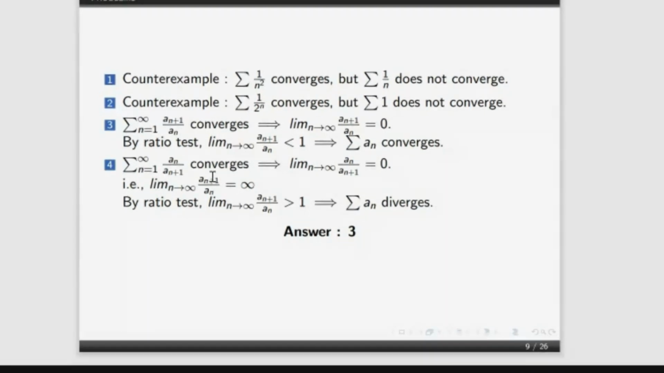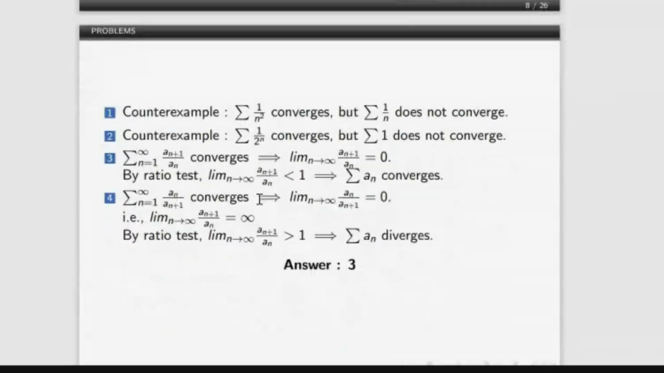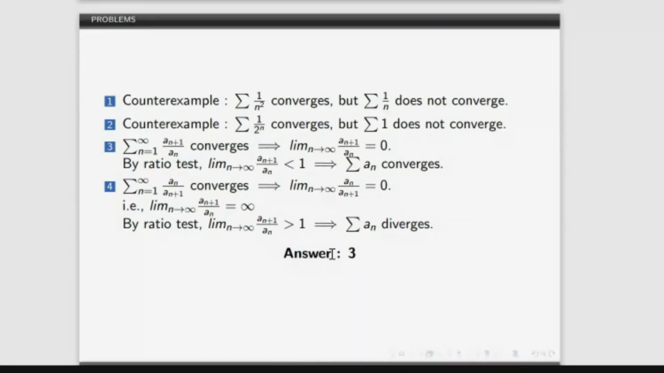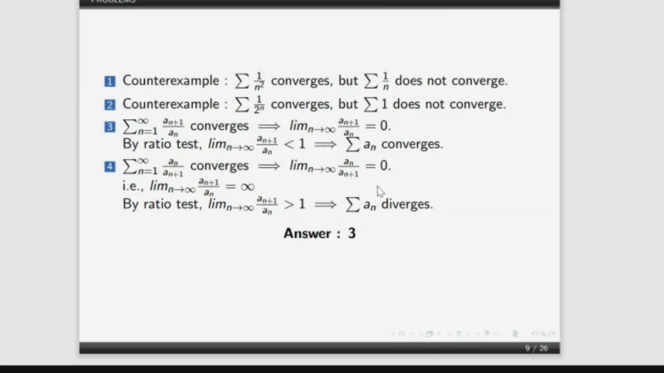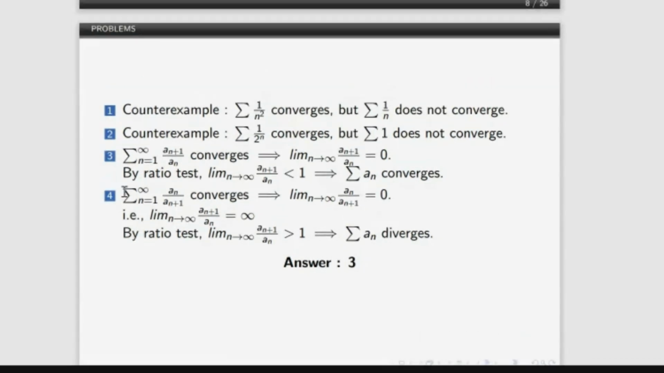And similarly, taking it the other way, what do we get? Limit n tends to infinity, an by an plus 1 becomes 0 when this series is convergent. So what do we get? The limit of its reciprocal becomes infinity, whose value is definitely greater than 1, which results in the conclusion that series an is divergent in nature. So we get the answer to be option 3.